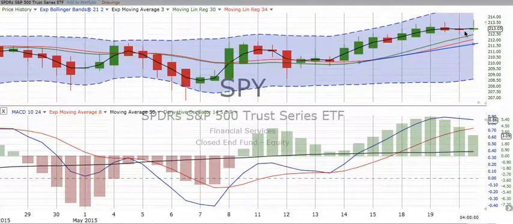Now, it could be gathering its energy to move up again. We don't know for sure. We sure liked the movement between the 14th and the 19th a lot better than what we've seen on the afternoon of the 19th and on the 20th, so keep an eye on the SPY.